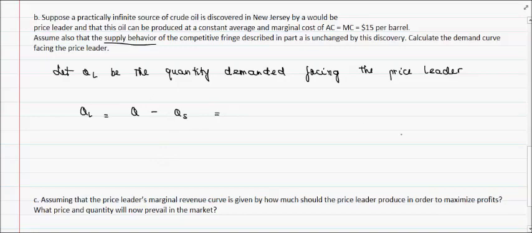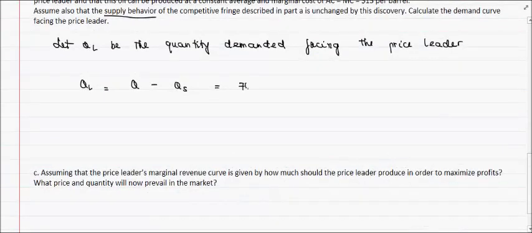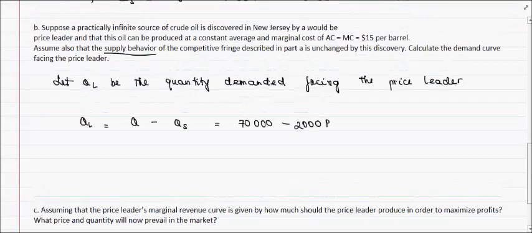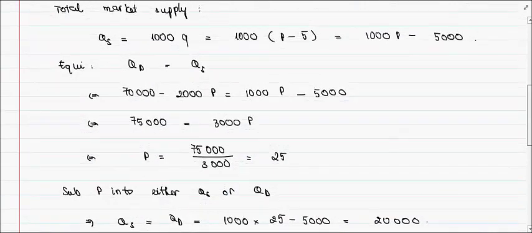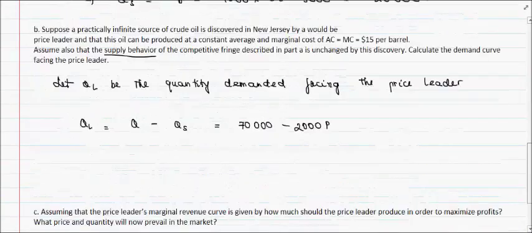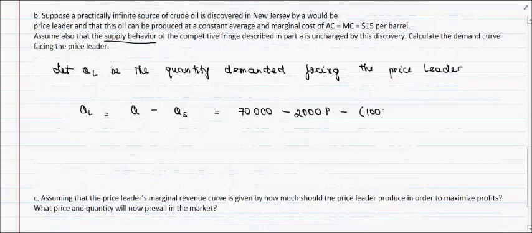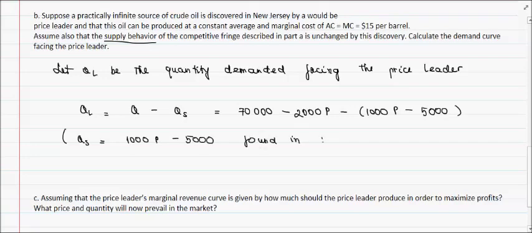All right. So we have a total quantity Q equal to 70,000 minus 2,000 P. And the quantity supplied by the 1,000 firms, which we found from part A, is equal to 1,000 P minus 5,000. So I'll say QS equals 1,000 P minus 5,000, found in part A.